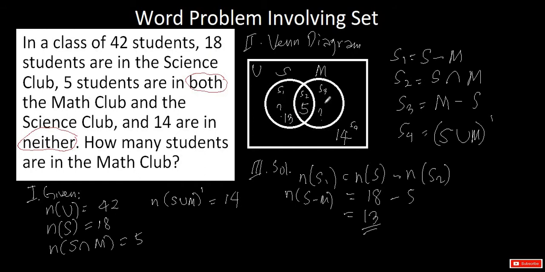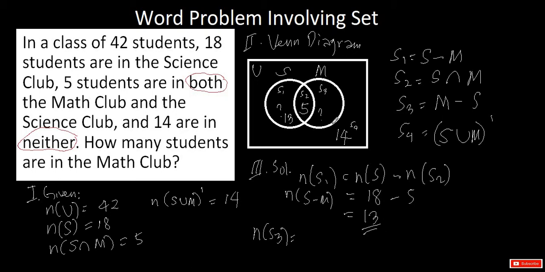Next, we're done with S sub 1. We will compute for S sub 3, the cardinality of S sub 3. The cardinality of S sub 3 is equal to, let's make an equation. So S sub 3 belongs to set M. The cardinality of S sub 2 plus the cardinality of S sub 3 is equal to the cardinality of set M. But the cardinality of set M is not yet given. So we need another way to compute for the cardinality of S sub 3.